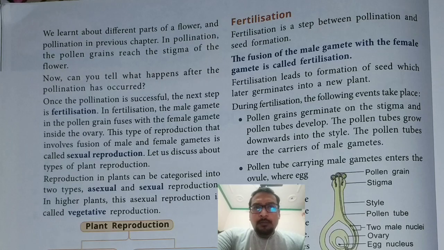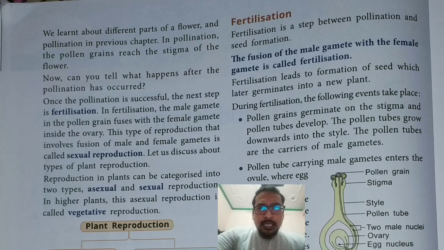We learned about different parts of a flower and pollination in the previous chapter. In pollination, the pollen grains reach the stigma of the flower. Now, can you tell what happens after pollination has occurred? Once the pollination is successful, the next step is fertilization. In fertilization, the male gamete in the pollen grains fuses with the female gamete inside the ovary. This type of reproduction that involves fusion of male and female gametes is called sexual reproduction.